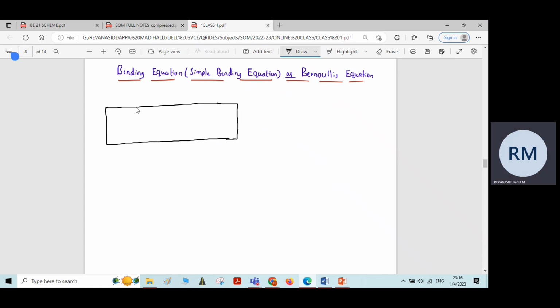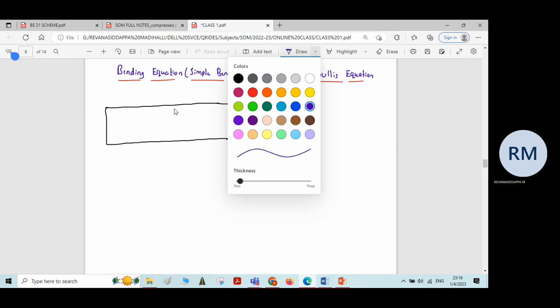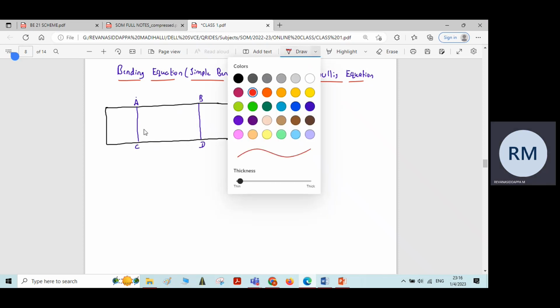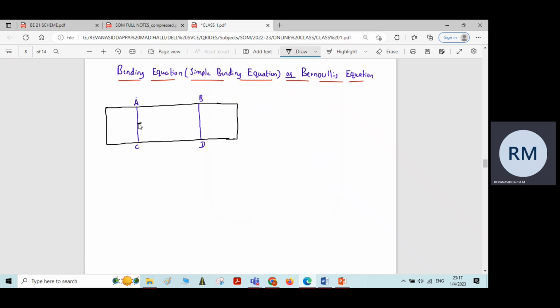Now, I'll consider two sections, that is AC and BD. Between these sections, let me take a layer along the neutral axis of the beam. Okay, I'm taking a layer along the neutral axis of the beam.